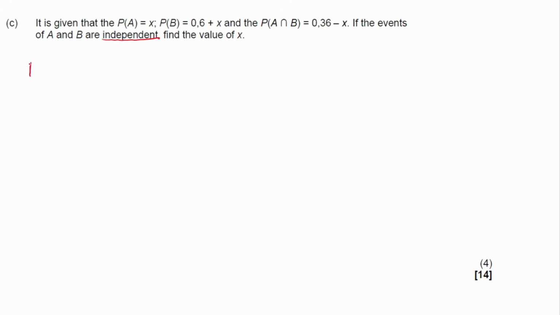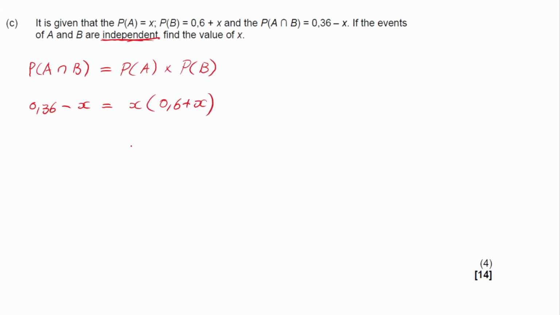So we need to use a theory that says the probability of A and B is equal to the probability of A times the probability of B if they are independent. So if A and B is independent, then this is true. So we know that the probability of A and B is just this. The probability of A is this. And the probability of B is given at the top, like this. All right, so I just need to expand this out on the right.